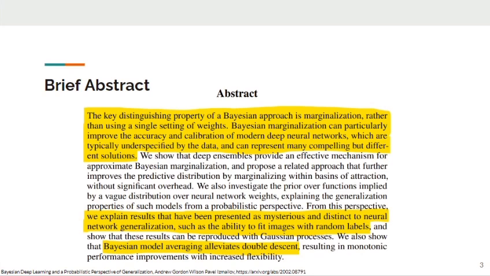2. They explain results that have been presented as mysterious and distinct to neural network generalization, such as the ability to fit images with random labels. And 3. Bayesian model averaging alleviates double descent.